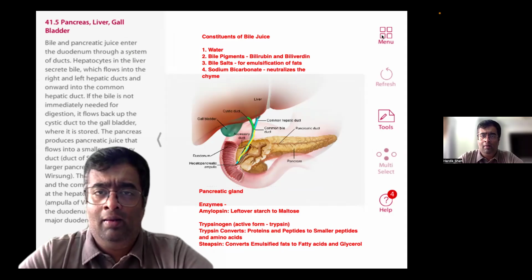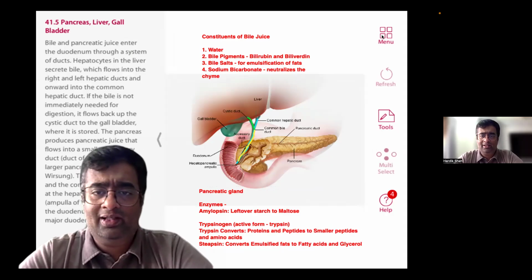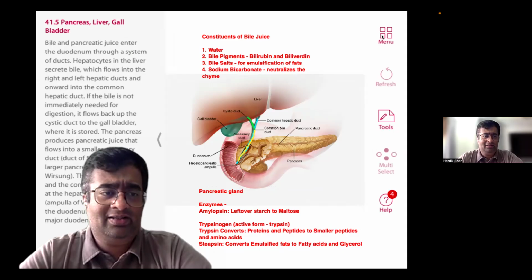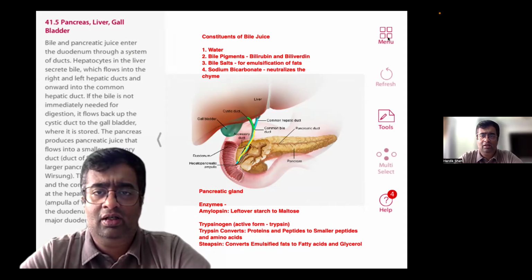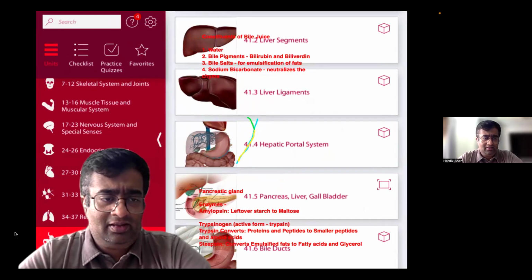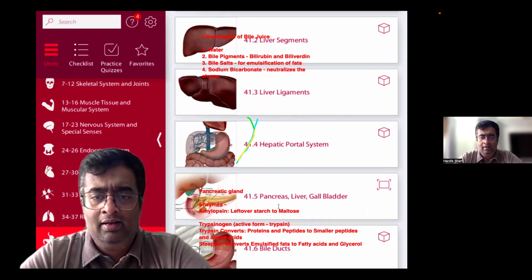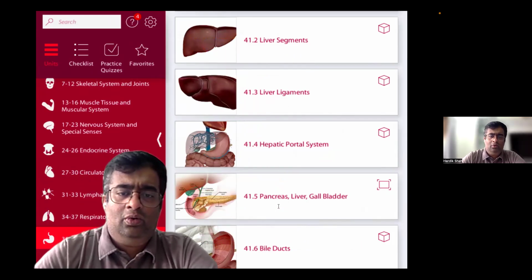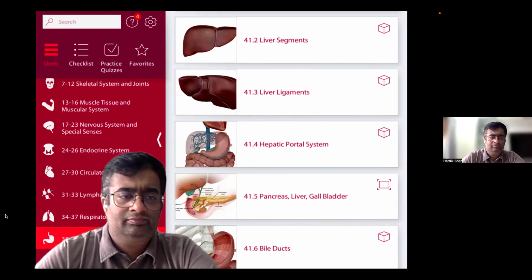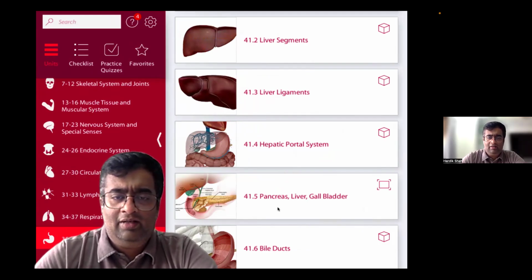Now, moving on to the intestinal juice quickly. Before we move on to the intestinal juice, it's important for us to know how exactly the liver and the pancreas pour their contents into the small intestine.